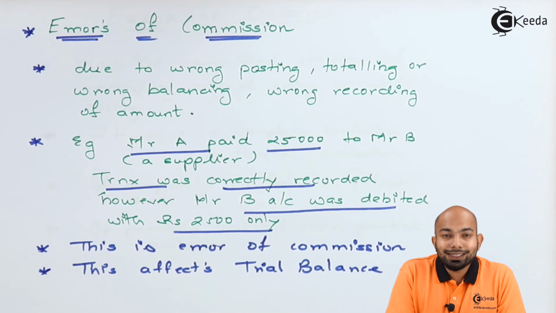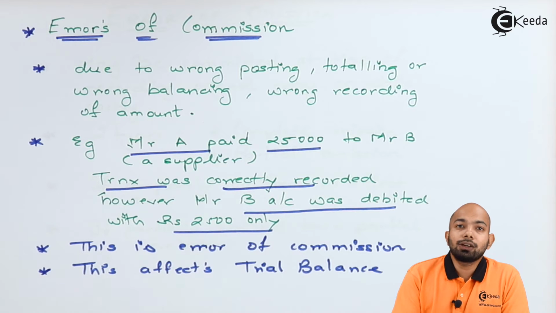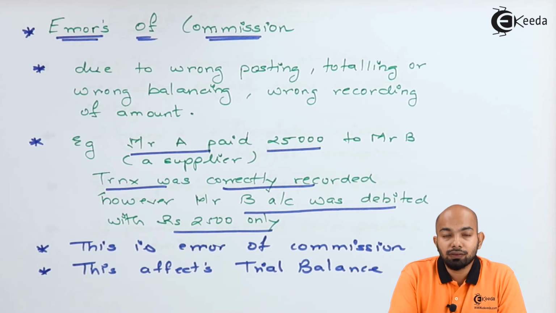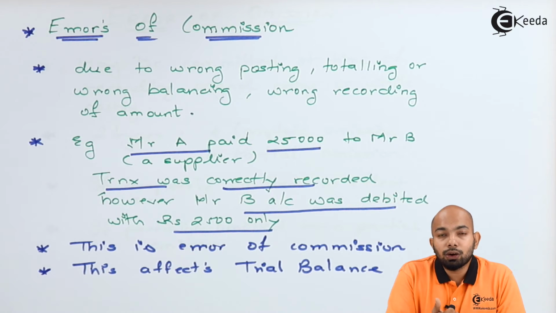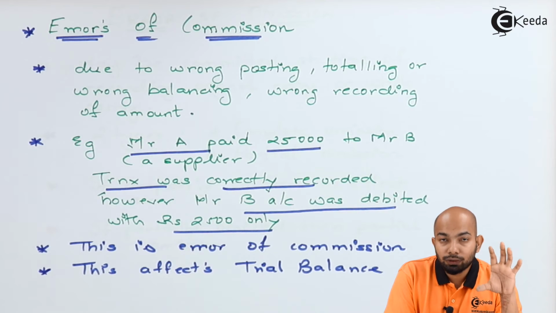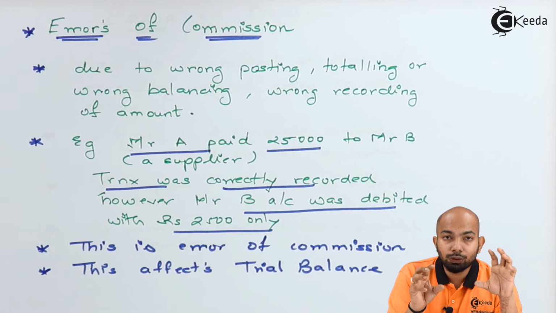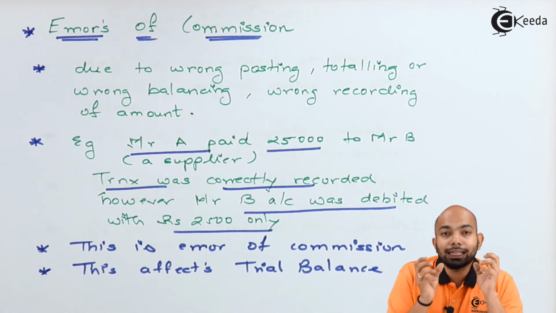Now, when this transaction was posted into the journal, the transaction was posted correctly. However, when it comes to mentioning the account in the trial balance or in the ledger, instead of 25,000, we have mentioned it as 2,500. So, the purchase transaction or the sale transaction, any transaction which relates to this. So, if you have paid an amount to Mr. B, who is a supplier, that means we have purchased something from him. So, the purchase account was correctly debited as 25,000. However, B's account was credited with the amount of 2,500 itself. That means one account will hold a balance of 25,000 and the other account will hold a balance of 2,500 only. This is the difference, and that's why this error is known as error of commission.